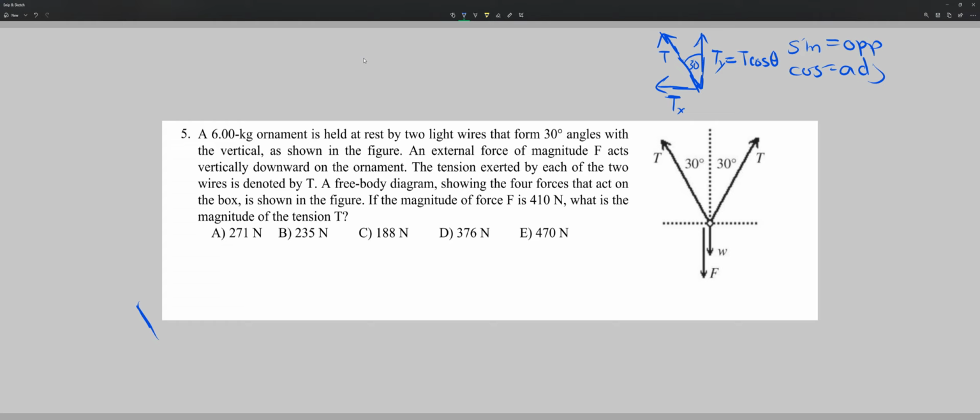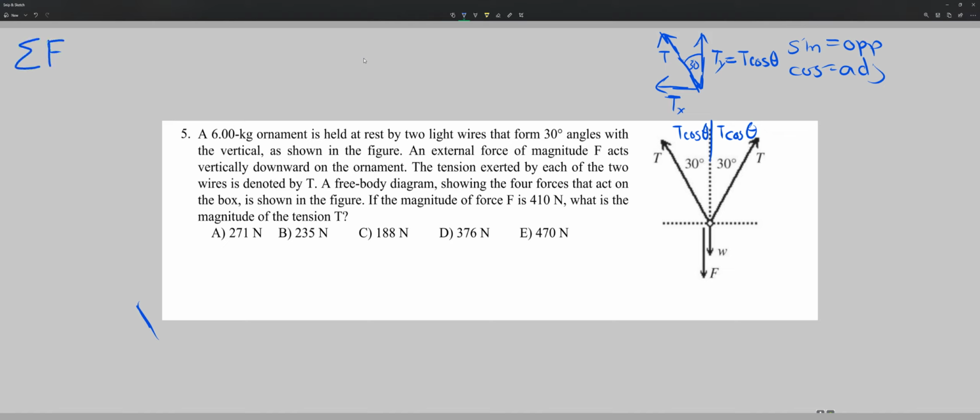Right? And that's really just something you can do here. You start with your hypotenuse T, cosine, because it is adjacent to this angle, and your angle is 30. So you can see that my vertical tension from this rope here is T cosine theta. And this other rope, the second rope, also exerts a tension of T cosine theta in the vertical direction.